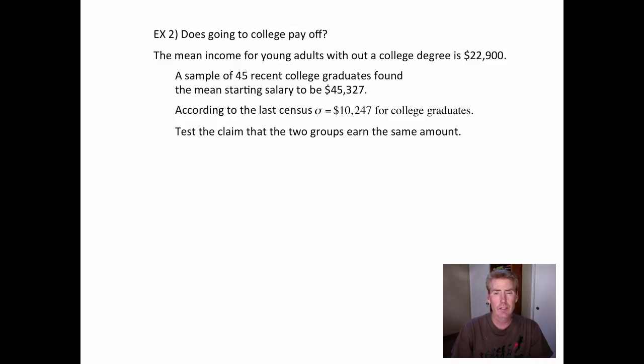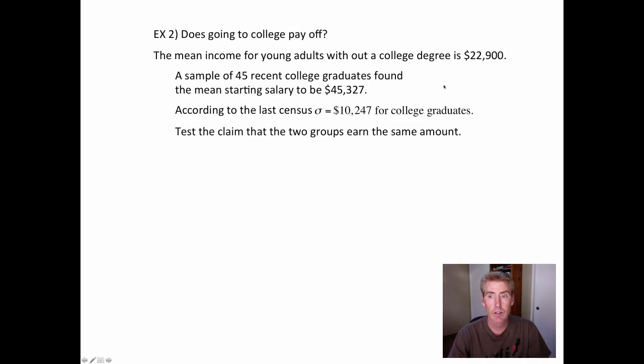Now notice this is something a little bit different, because this is the first time I didn't say use 97%, use 98%. Well, that's actually pretty common, and when that happens, you use 95% as a default. So anytime it says test the claim and doesn't tell you what level of confidence to use, go ahead and use 95%. Also, this is the first time it didn't say test the claim that the mean equals such and such, but it's implied right here: test the claim that the mean for college graduates is the same as for the non-college graduates.